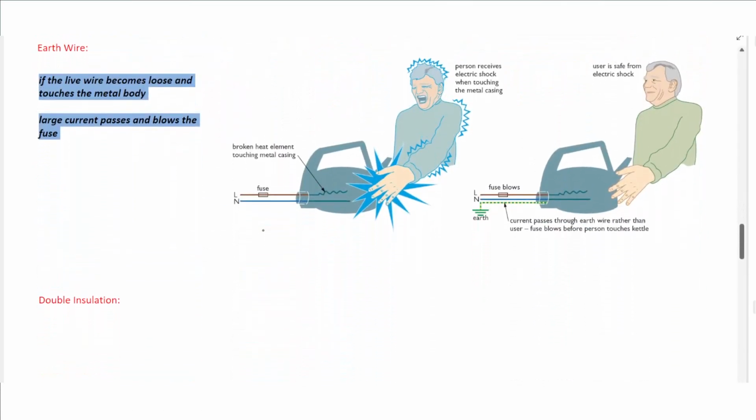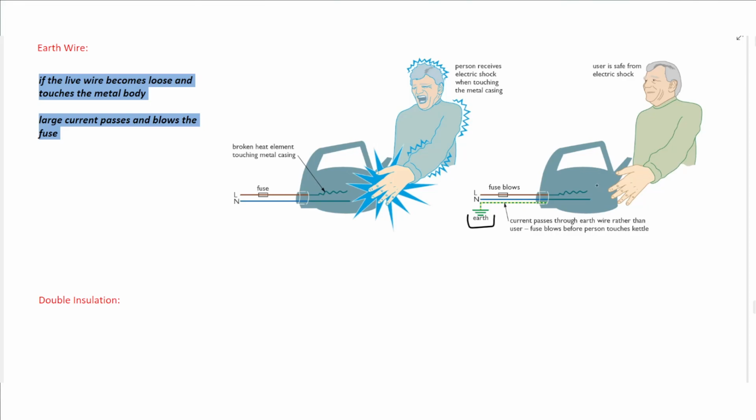An earth wire is connected to the metal casing of an object. If the live wire touches the metal casing of the object and the user touches the metal case, a large current will flow through them. They will get electrocuted. So instead of connecting the metal to the user directly, the metal is also connected to the ground using an earth wire.